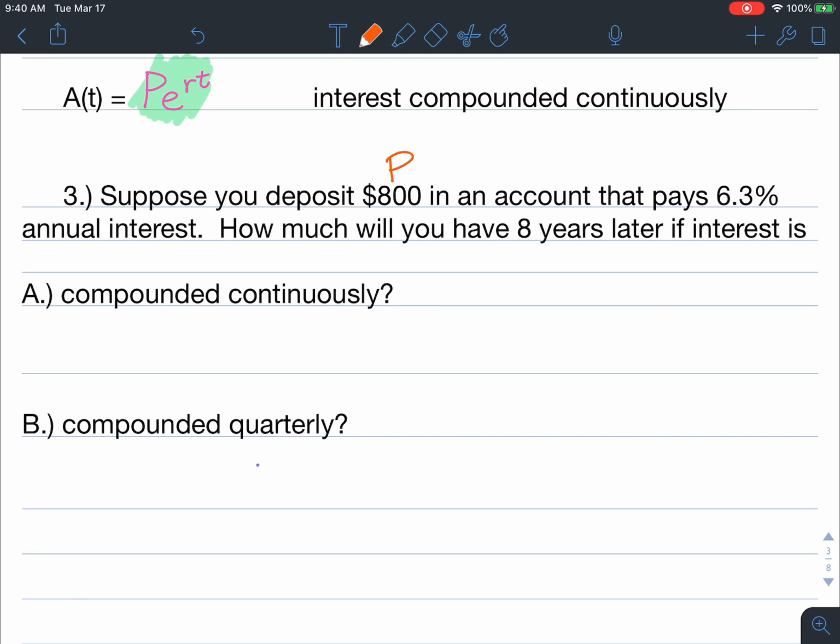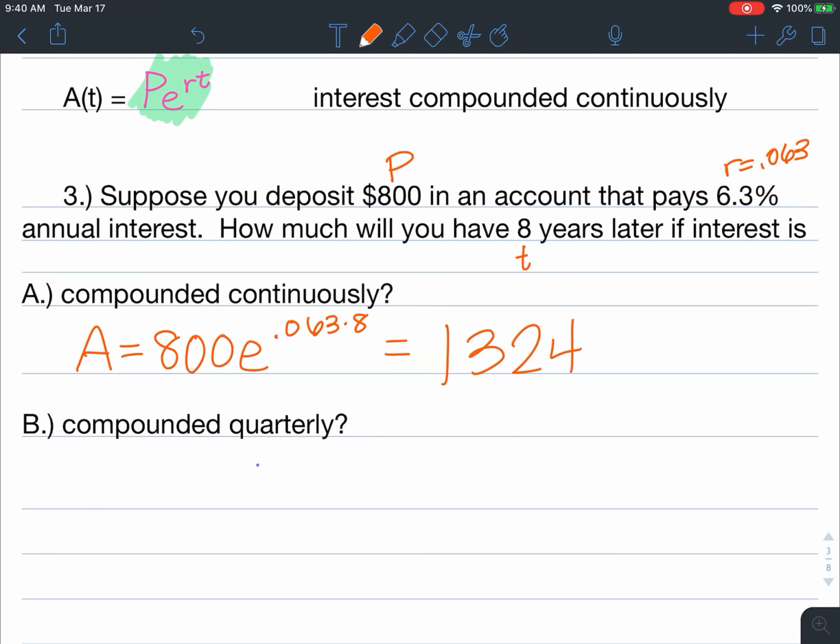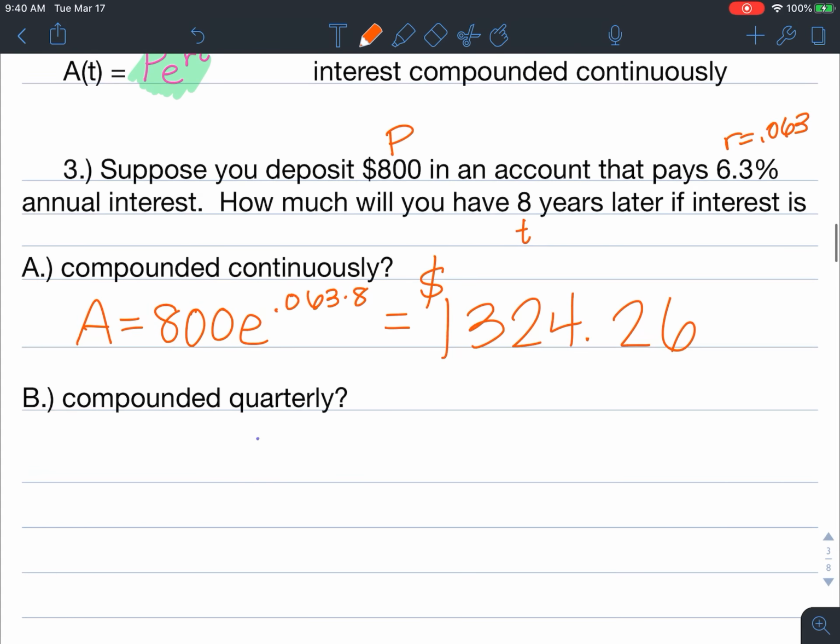This is P. This is R, but you need to make it a decimal. And this is T. And if we want to find out being compounded continuously, we're going to have A equals 800 e to the 0.063 times 8. That's not hard. And there's no calculus there at all. And we get this much, 1324.26.